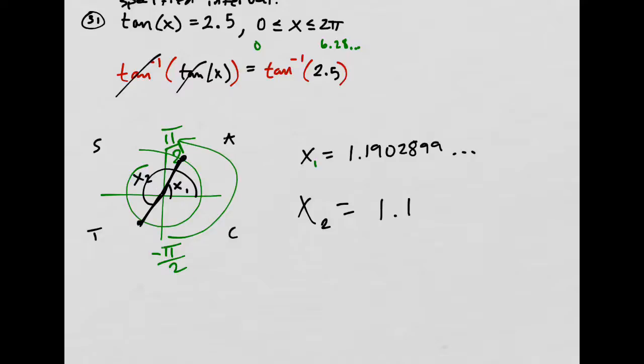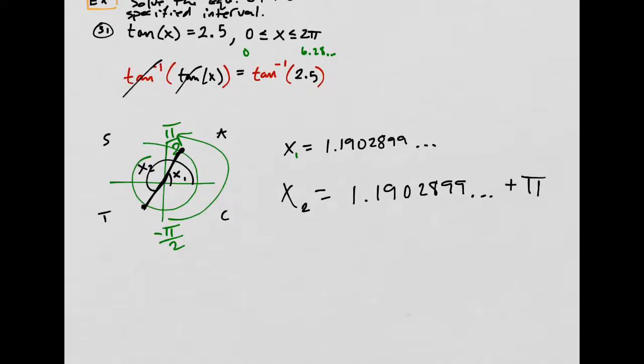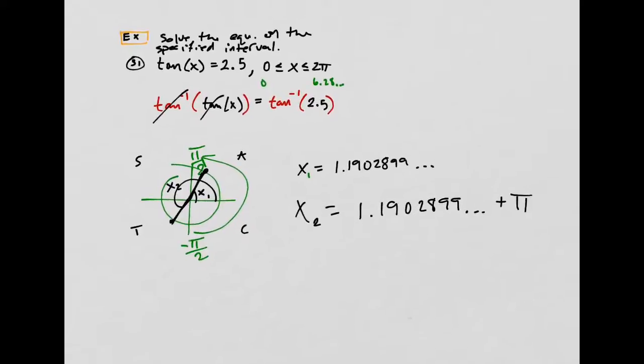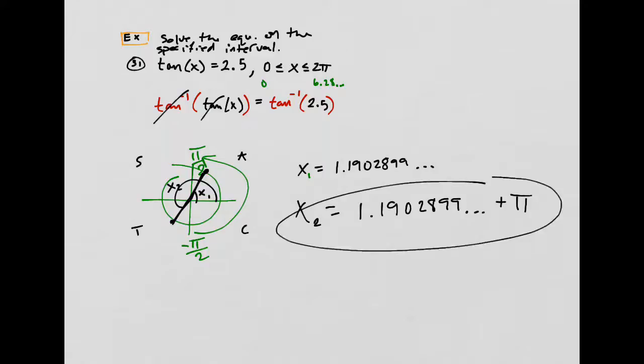So 1.1902899 and so forth, plus pi. That gives me my second angle. And I think those are the only ones within 0 to 2 pi. If I added another pi to this, I would pass 2 pi and then continue on, so that would be too far. What I'm going to do right now is I'm going to evaluate this and just make sure that it gives me 2.5. And I'm going to do it in my calculator.